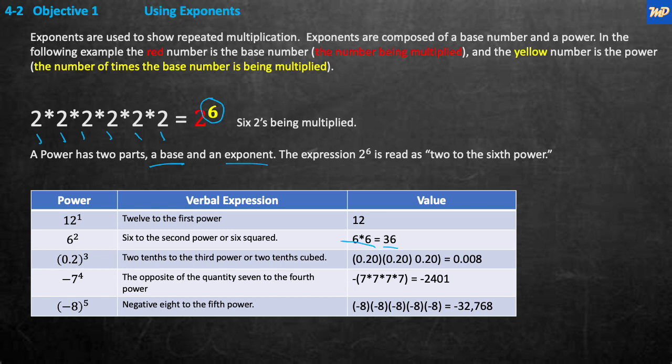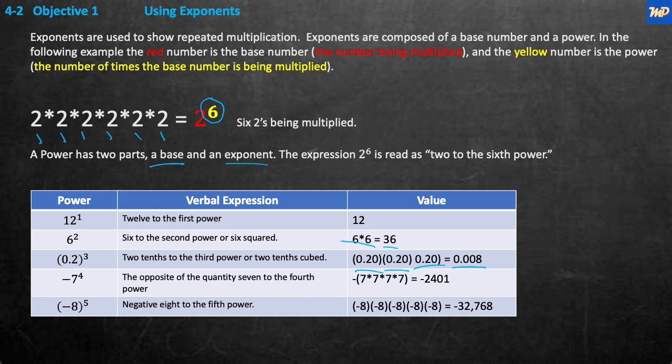The quantity 0.2 cubed, that means everything within these parentheses will be multiplied 3 times. So over here we have the quantity 0.2 times the quantity 0.2 times the quantity 0.2, and the answer there is 0.008.